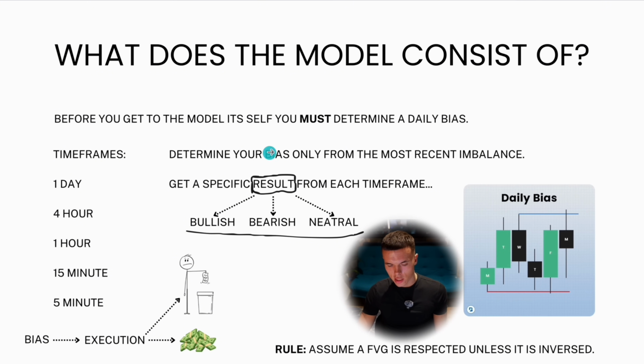So going back to determining bias, we only determine our bias from the most recent imbalance. We assume a fair value gap is respected unless it is inversed. Hopefully you guys understand that, and I want you guys to actually use this on your next backtesting session to determine bias, and let me know in the comments of this video how effective it actually was, instead of using every PD array to do with ICT. And what you will find is going to give you a way higher success rate in determining bias this way than the ways that you may have previously determined bias.